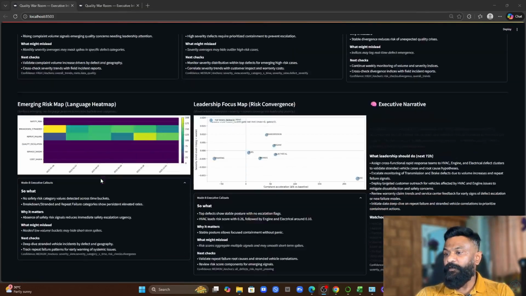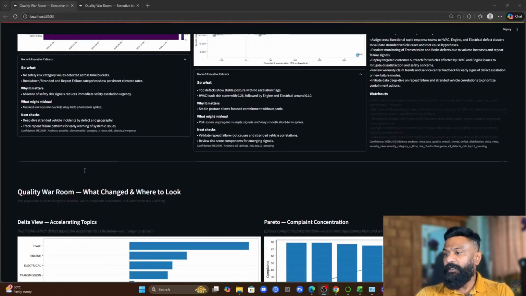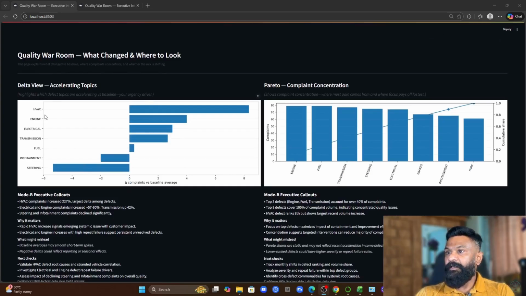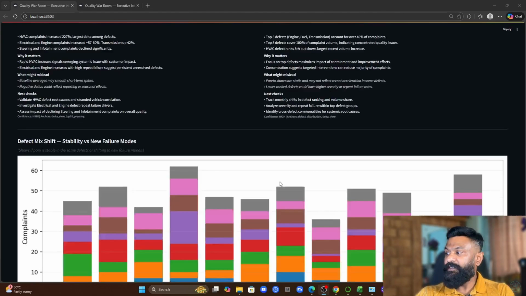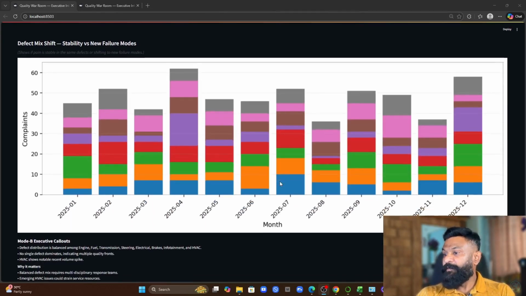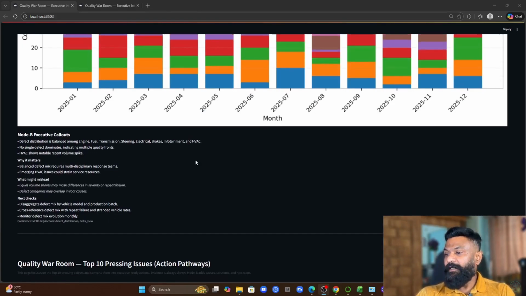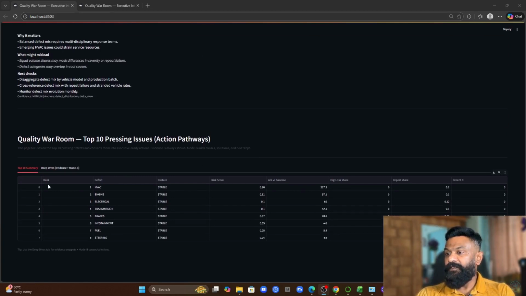We have a few more charts here. If you go down, we have this delta accelerating topics, which are the topics which are accelerating, even if sometimes the volume is going down, but the defects are rising. So that is really the worst situation. Also, we have the Pareto, which tells us where we have to focus on, which are the most contributing defects, the month over month, how the defects are performing. And at the end, what you see, we have the defect summary of top 10 defects.